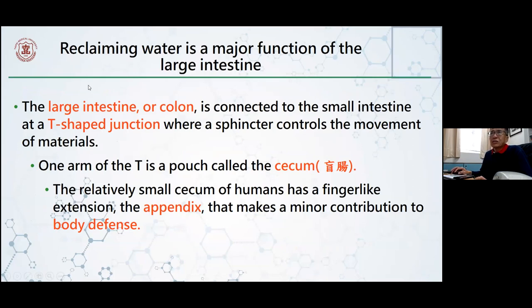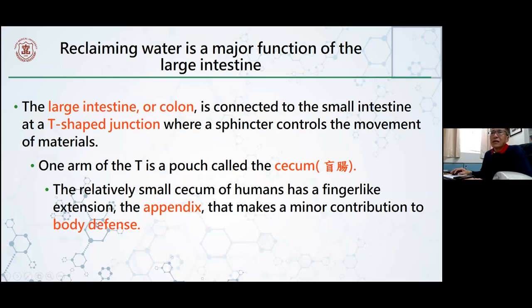And then the next part of the digestion is the large intestine. The recovery of water is the major function of the large intestine. The large intestine is also called the colon. The colon is a part to recover the water. The junction between the large intestine and the small intestine is a T-shaped junction, because the shape is like a T. There is a sphincter controlling the movement of the material. This T shape is called the cecum, a junction between the small intestine and the large intestine.